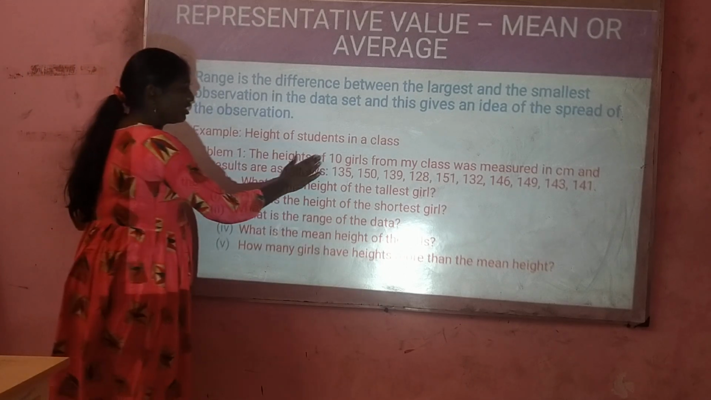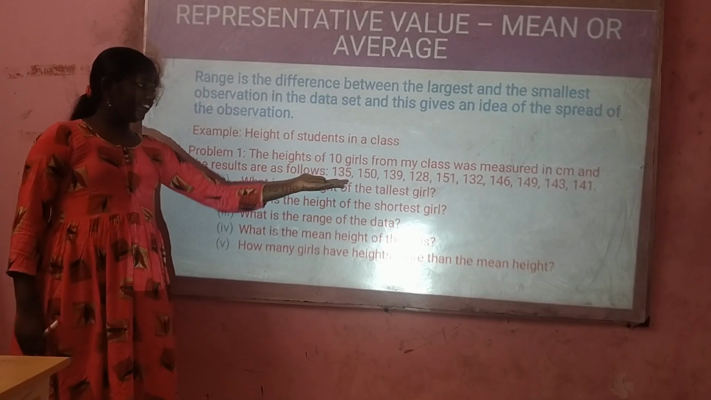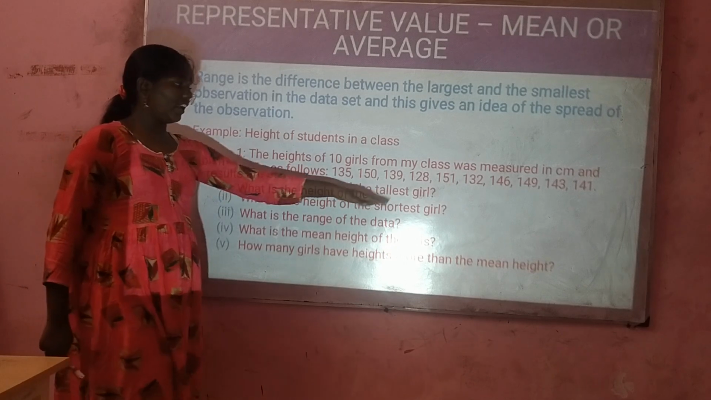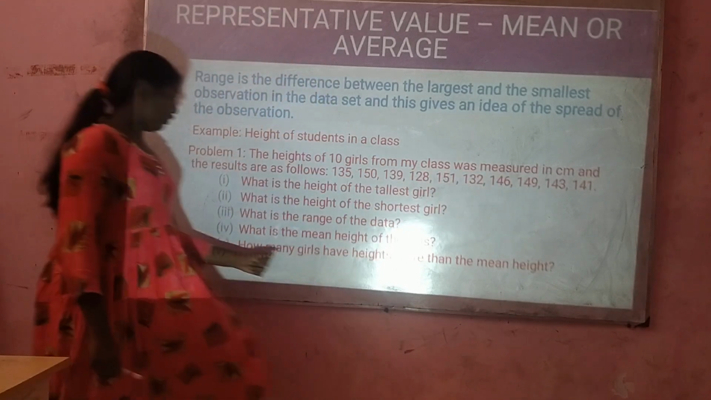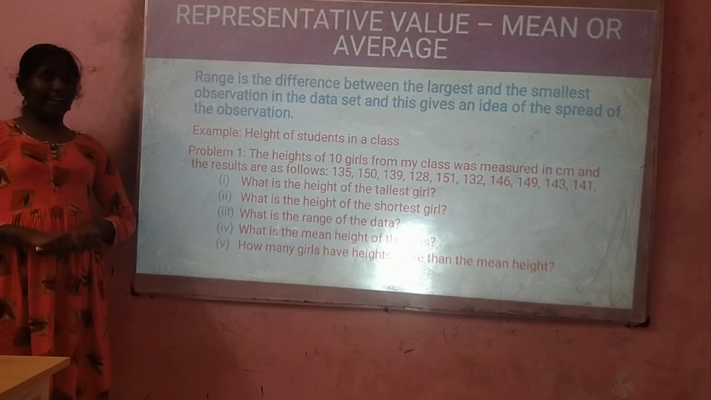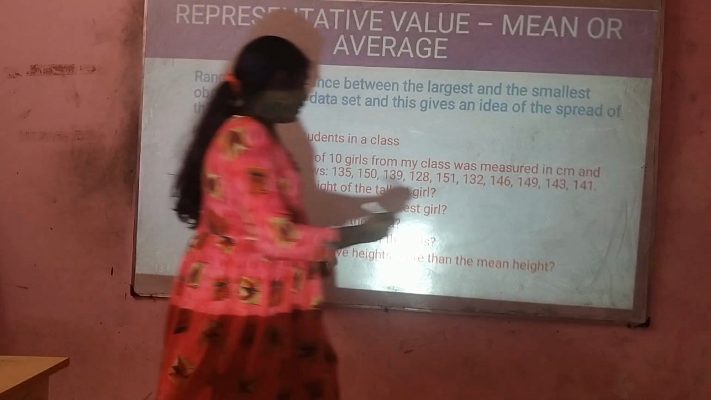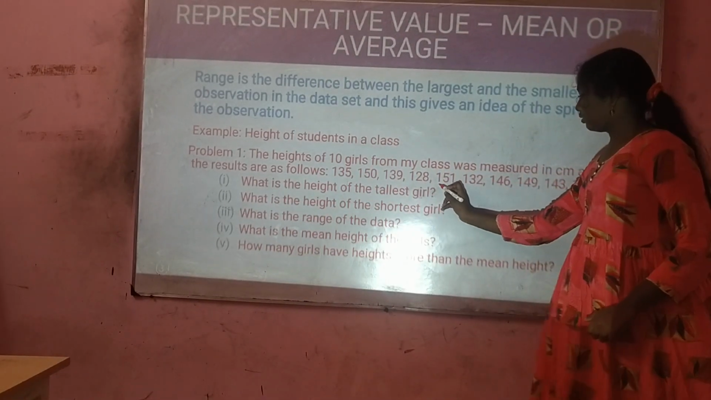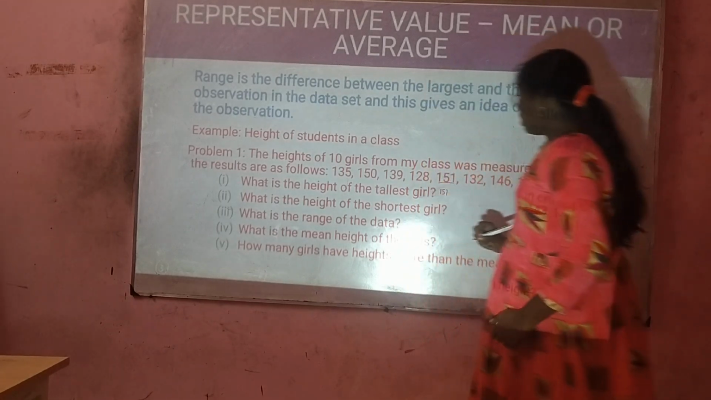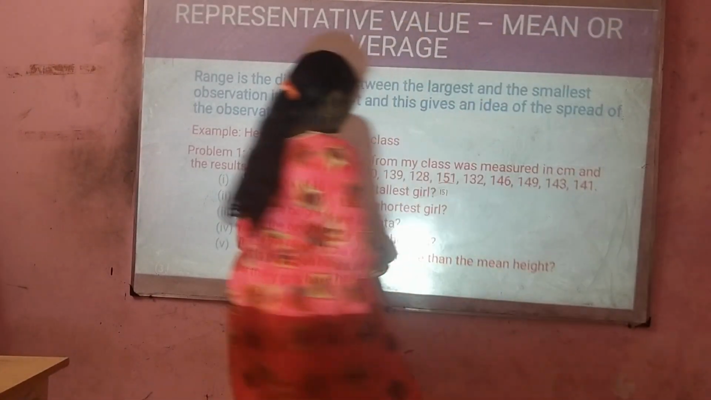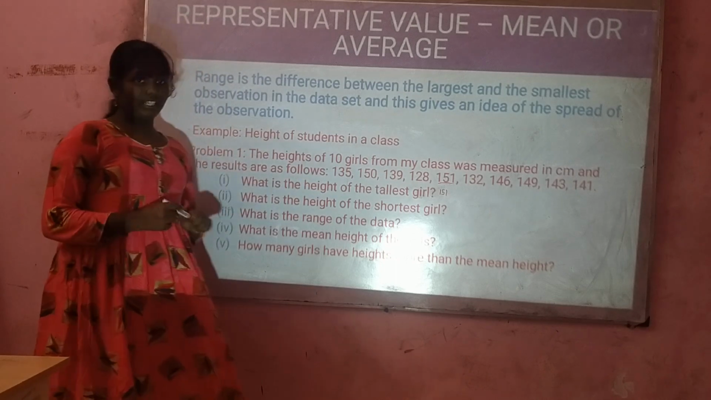So we will understand this example by discussing a small problem. Problem 1. The heights of 10 girls from my class was measured in centimeters, and the results are as follows: 135 centimeter, 150, 139, 128, 151, 132, 146, 149, 143, 141. So now we can find the height of the tallest girl. What is the height of the tallest girl? The height of the tallest girl is 151. Now let's find the height of the shortest girl in class. It is 128.